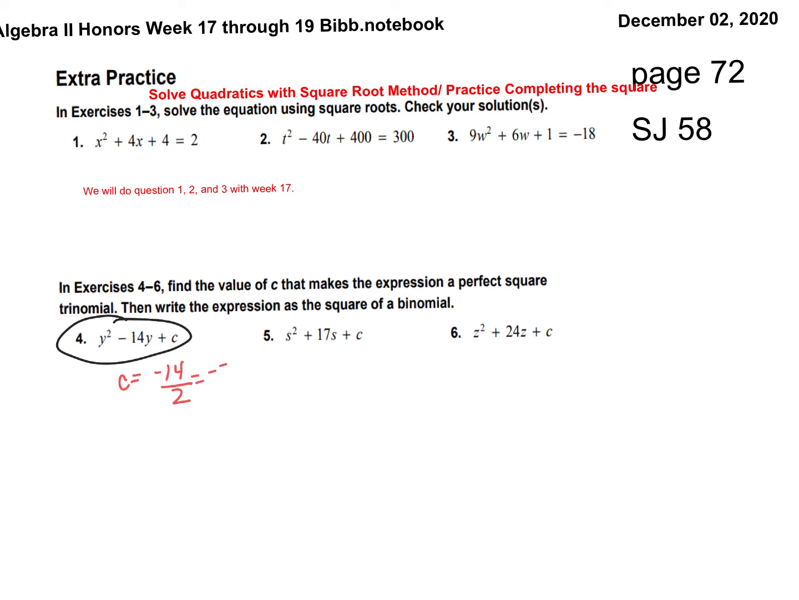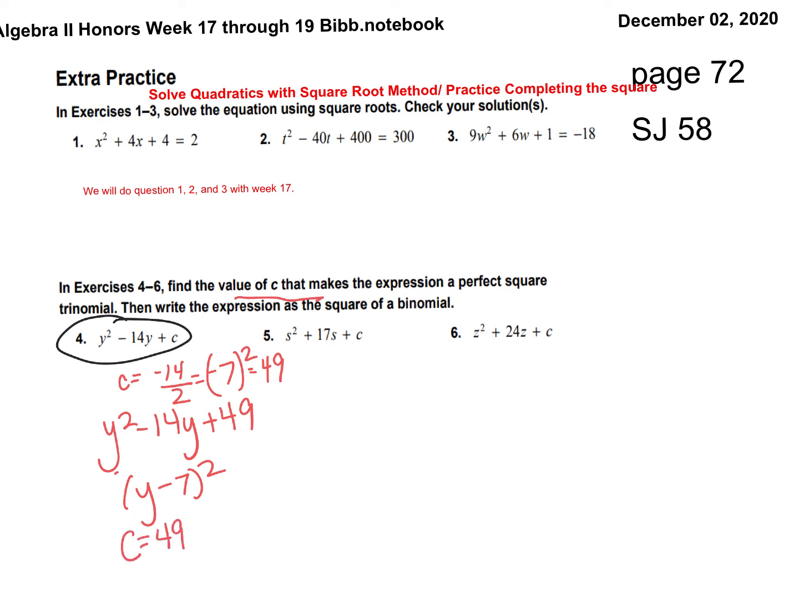You get negative 7. And then when you square negative 7, you get 49. So I should have rewritten it as y squared minus 14y plus 49 and factored that as y minus 7 squared. And of course, it also asks me to find that value of c. So c is actually 49. Those should have been the two answers.